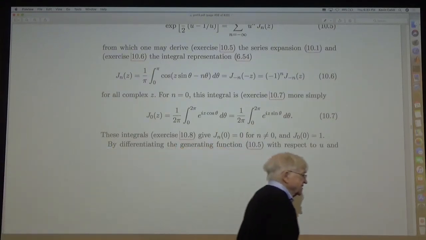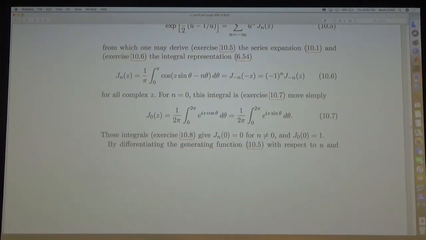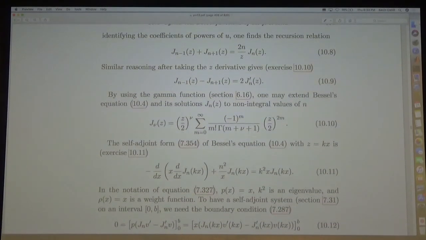Now, if you differentiate the generating function with respect to u, and you identify the various powers of u, you're able to derive a certain recursion relation. Of course, typically with these systems of equations, for any of these orthogonal polynomials, there are a gazillion recursion relations. Anyway, you get this one, and then taking the z derivative, you get that one.